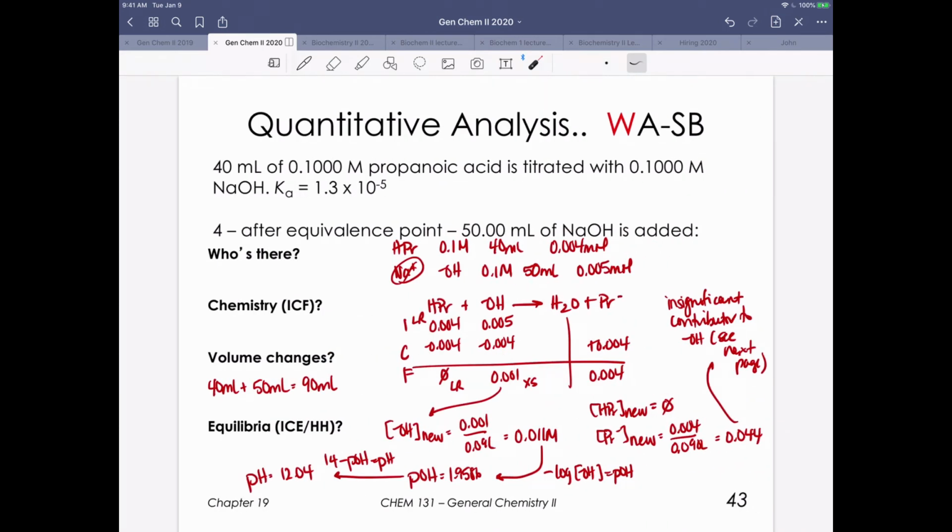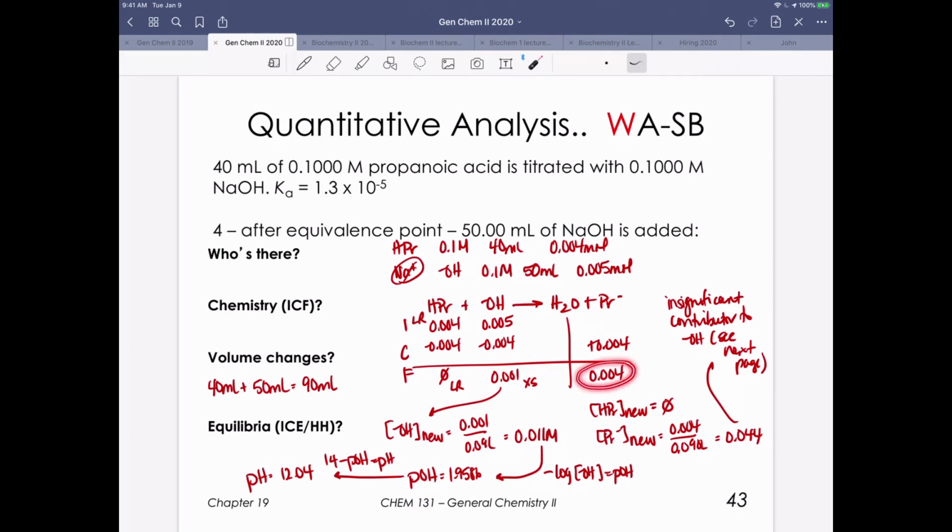All right, so again, thinking about what we have in solution, going through this titration from the starting point to the finish, 0.004 moles of our weak acid, 0.005 moles of our strong base. So if we set up our ICF table to see where the dust settles after our chemistry is done, the chemistry equation here has been the same all throughout. So we've got 0.004 moles of HPR, and now we've got an excess of our hydroxide. So our HPR is now our limiting reagent, so that's gone. And we're going to have 0.001 moles of excess hydroxide at the end.